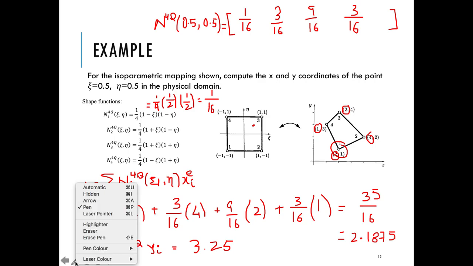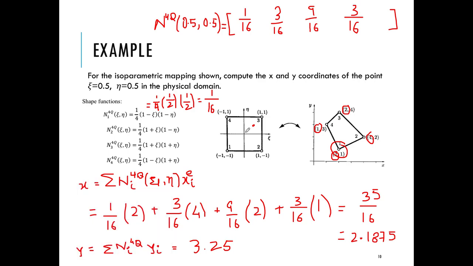Basically, our point, this one, 0.5 by 0.5, as we've just found out, corresponds to a physical coordinate of x equals 2.1875, so somewhere here, and a y coordinate of 3.25, so somewhere here. So it corresponds to basically this physical point. So this thing is mapping onto here.